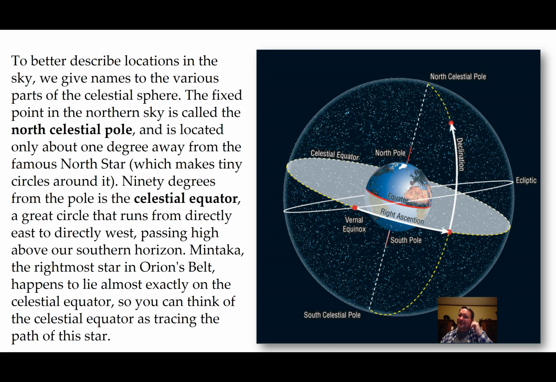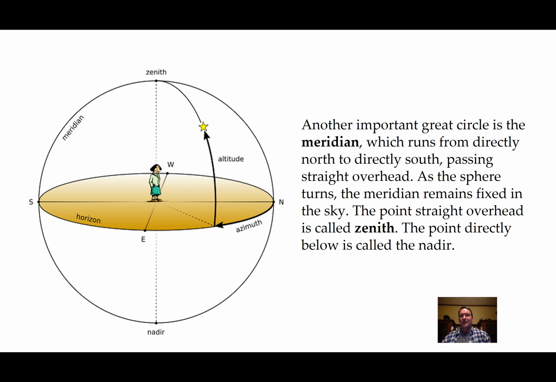Right ascension is equivalent to longitude, whereas declination is equivalent to the Earth's latitude, but on the celestial sphere. So now I can have a pinpoint location and a number that goes with it for specific stars. Okay, here are some of the terms.